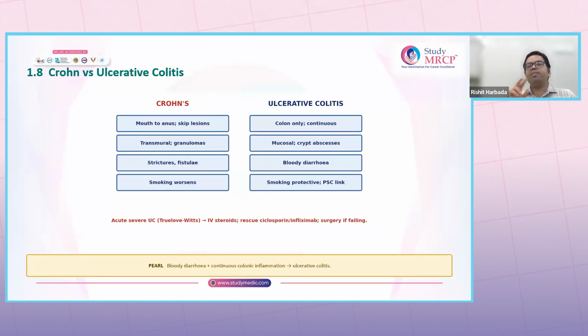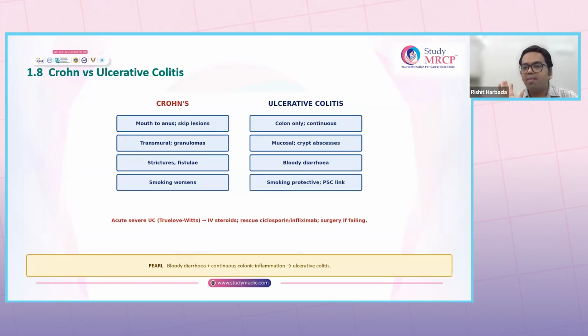Now, how do we differentiate between IBS and IBD? You may get a question. So fecal calprotectin is very, very sensitive. It may be positive in inflammatory bowel disease, and it's going to be negative in irritable bowel syndrome. Colonoscopy confirms the diagnosis. We do an MR or a CT angiography for small bowel Crohn's disease.